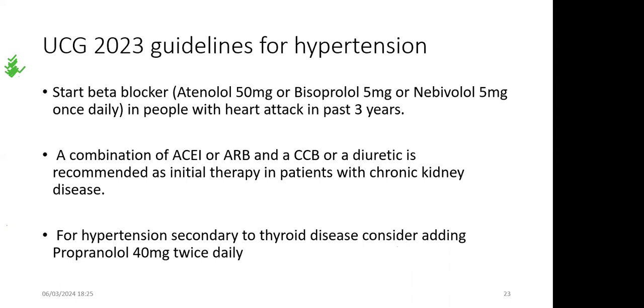And then we can do a combination of an ACE inhibitor or ARB together with a calcium channel blocker or a diuretic when our patient has chronic kidney disease. Okay, so patients who have chronic kidney disease will benefit from an ACE inhibitor or ARB, or a calcium channel blocker, or they will also benefit from a diuretic.